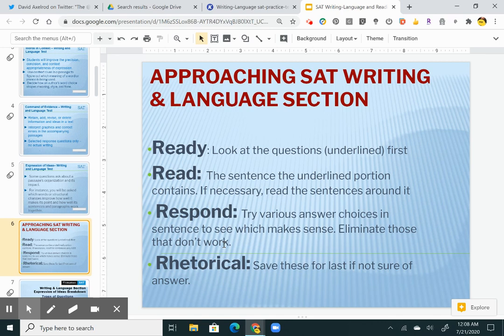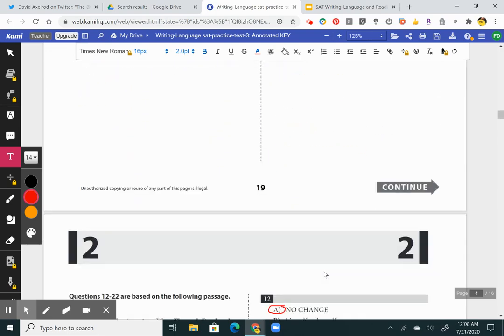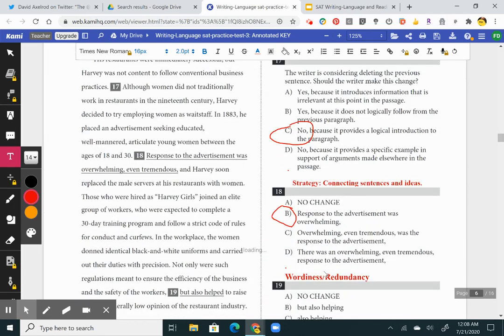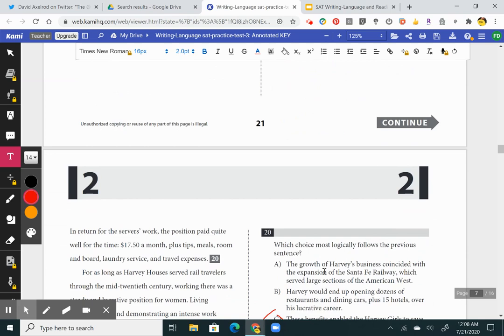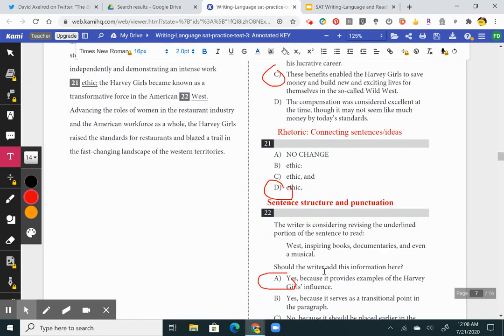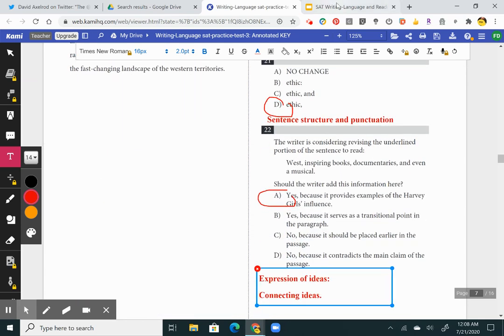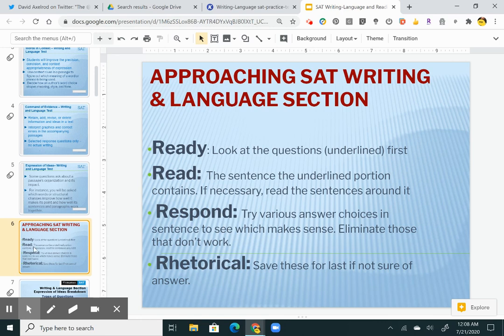Rhetorical: save these for last. Again, here's an example of the rhetorical. Sometimes they are at the end anyway. Some of the more difficult ones are like, should the writer make this addition here? Yes, why, or no, why. So deciding yes, the writer should make that addition, and why, or no, the writer should not make this addition, and why, would be important.